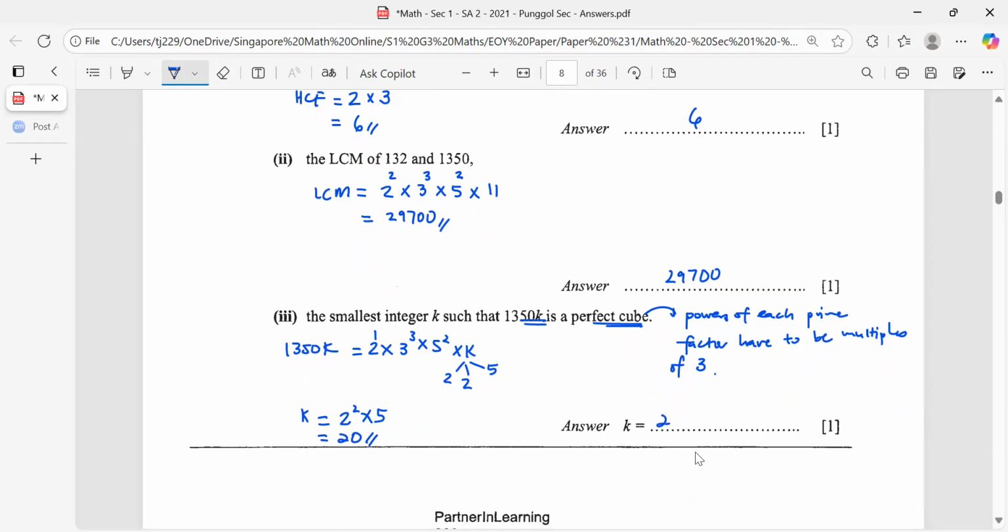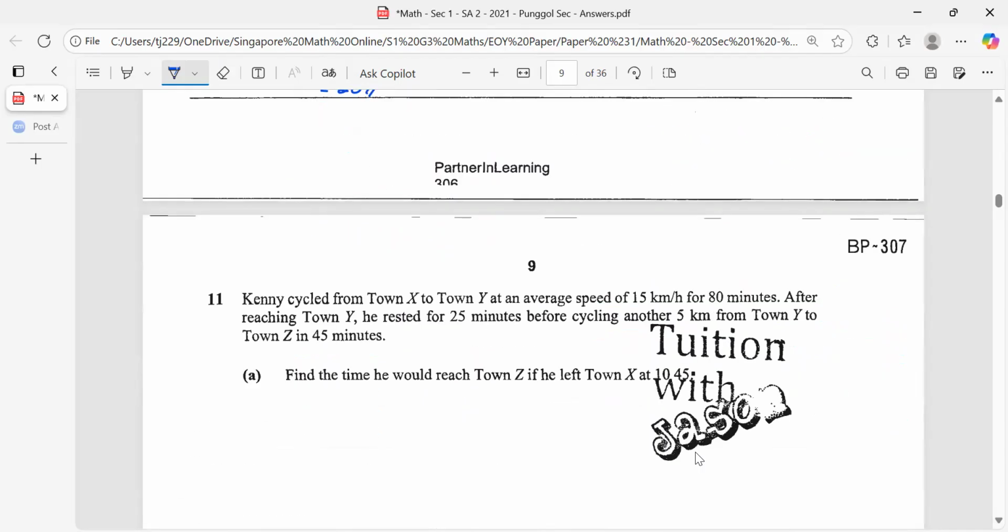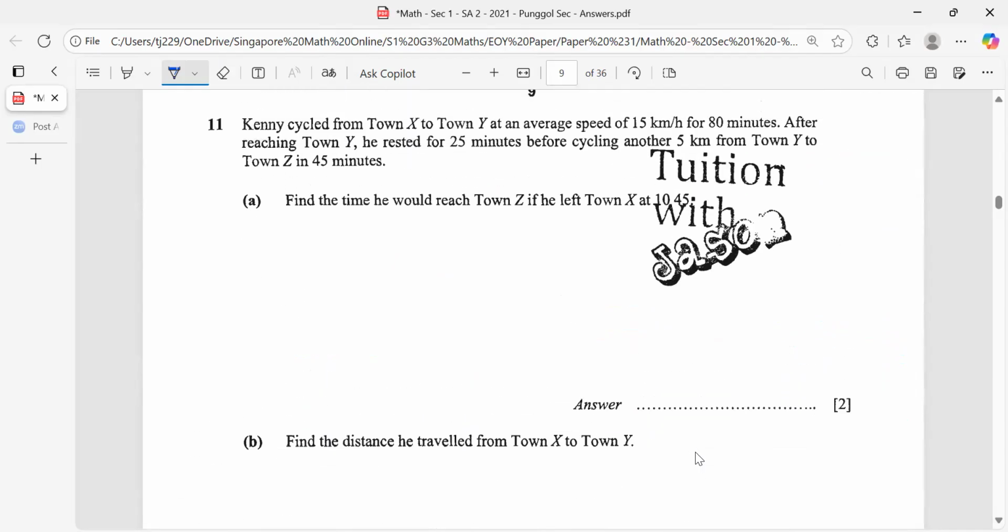20. Now let's also do a check. If k is 20, when we take 1350 times 20, we get 27,000. We do a cube root. We should get a positive integer. And in this case, it will be 30. Okay. All right, let's move on.